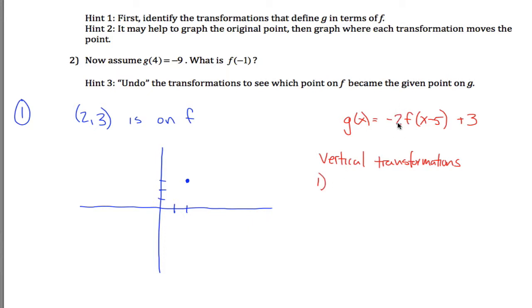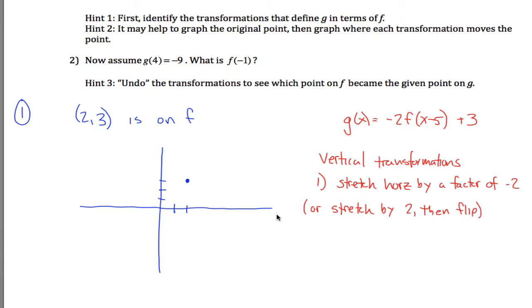One has to do with this -2, and the other is with this +3 right here. This -2, maybe stretch by a factor of -2, or stretch by 2, then flip. You'd be flipping over the x-axis. I prefer to think about it as just one thing, but if you want to think about it as 2 separate steps, that's fine too. Then the next thing you do is you shift up 3.